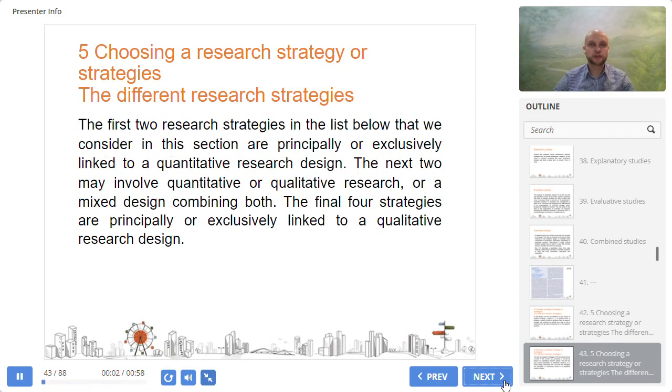The first two research strategies in the list below that we consider in this section are principally or exclusively linked to a quantitative research design. The next two may involve quantitative or qualitative research, or a mixed design combining both. The final four strategies are principally linked to a qualitative research design.